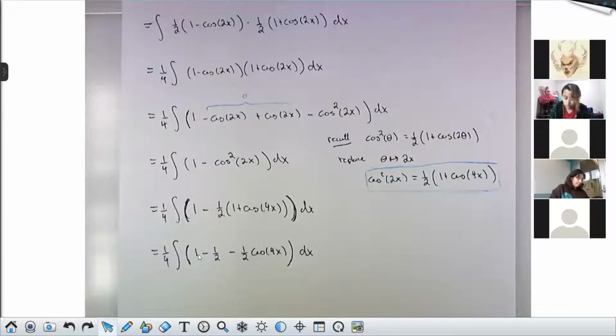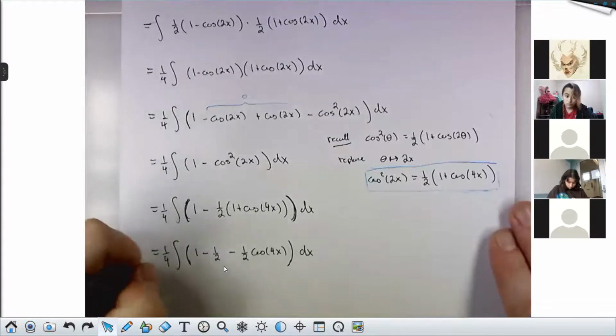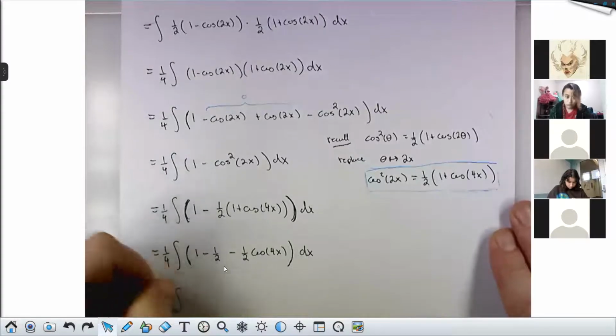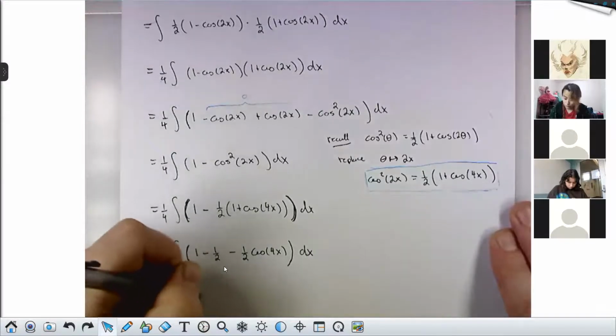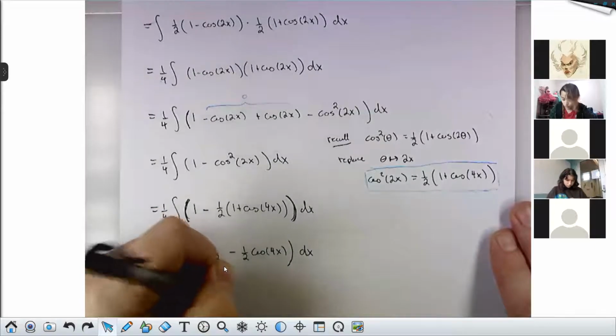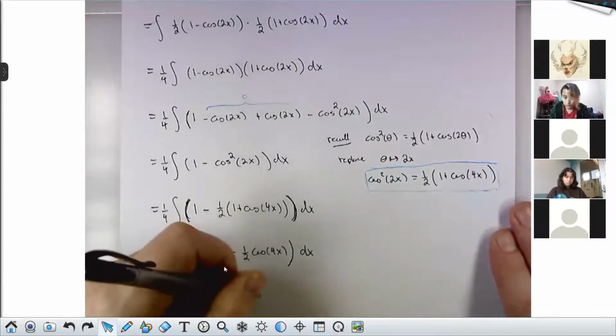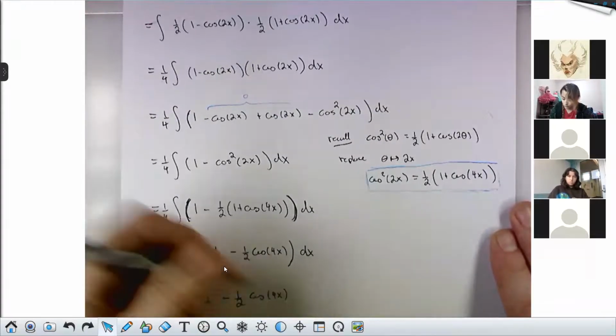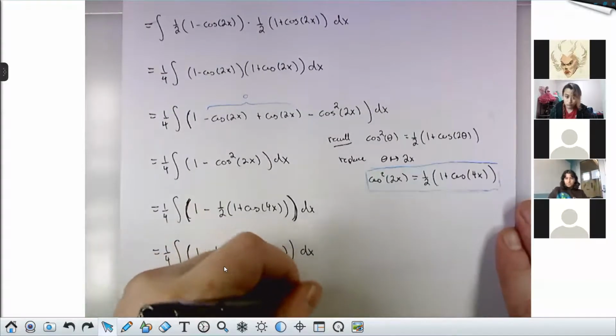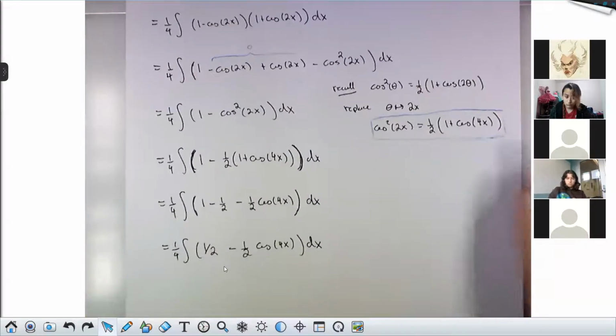All right. So the 1 minus 1/2 here, those are both constants. They can be combined. On a good day, 1 minus 1/2 is 1/2. So this is 1/4 integral of 1/2 minus 1/2 cosine 4x dx. And now the hard work is done.